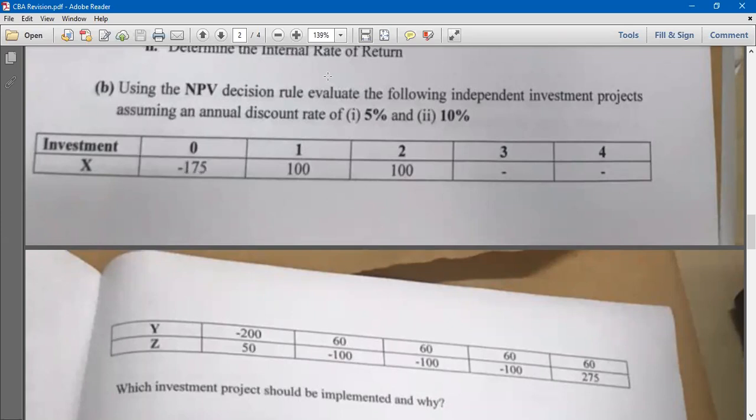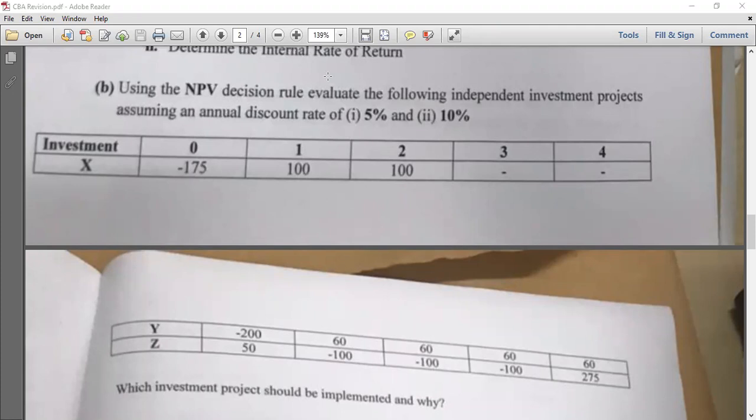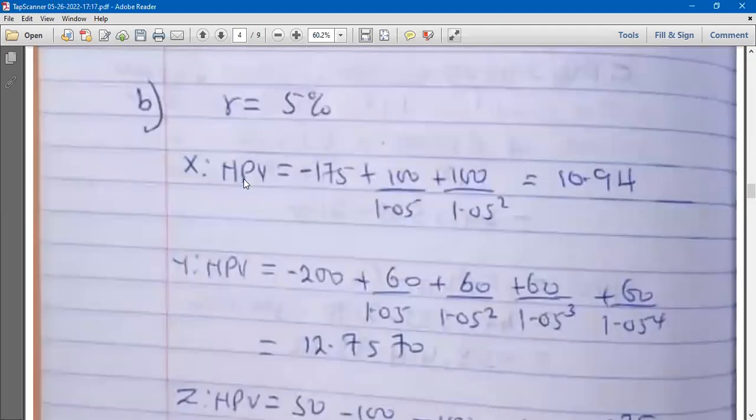As I said earlier, even if you want to write the discounting factor, you still get minus 175. So the MPV for project X: minus 175. Then the first year it was 100, so 100 over 1.05 to the power 1. Then the second year was 100 over 1.05 to the power 2. I think the third and fourth years, there were no values there, so we have to ignore that one. So just simplify this. The MPV here is 10.94.